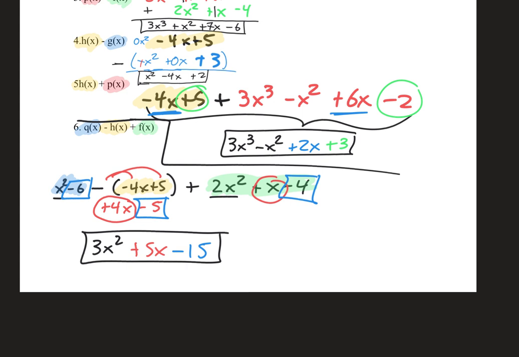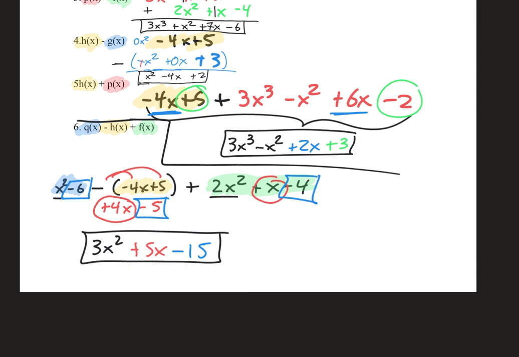All right, so for number 5, we got h of x plus p of x. Here's your h of x, negative 4x plus 5. And then p of x is 3x cubed minus x squared plus 6x minus 2. I don't have to worry about parentheses. We're just adding. So what I do is I just go ahead. There's no other cubes. I wrote down that first. There's no other squares. I wrote down that first. There are two terms with x's in them, so I do negative 4x and positive 6x to make 2x. There are two constants, so 5 and negative 2 make positive 3. And then, boom, there's my answer.